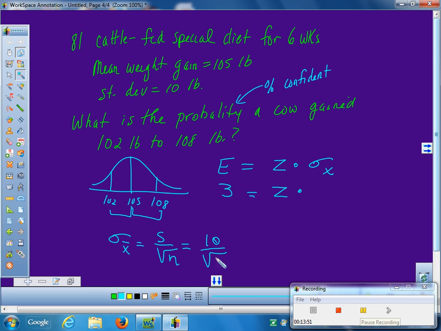Square root of 81 is 9, and that comes out to 1.111. Okay, so you're going to throw that in there. For some reason, they use standard error with 3 decimals, and they round everything else to 2. 3 divided by 1.11.